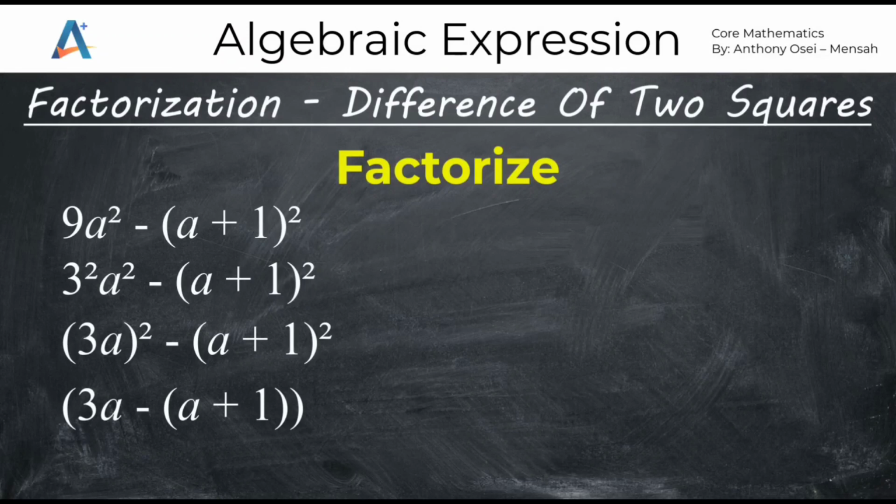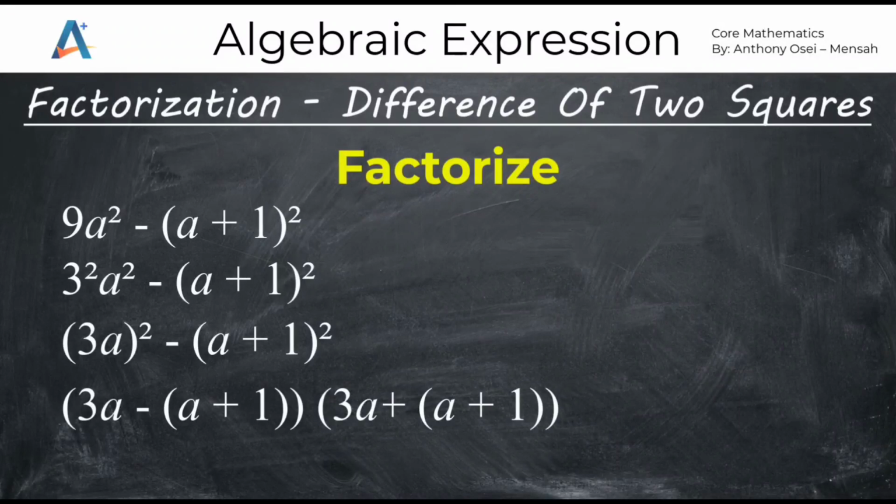I'll do the same thing here, but this time around, I will add the two. The first square is 3a, so 3a. Then I'll add it to the second square, which is a plus 1. Still in the bracket, for safety's sake, a plus 1 in the bracket. Now, these are the two brackets I have. Now, don't forget, we have like terms within the bracket.